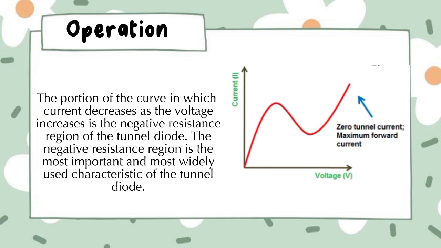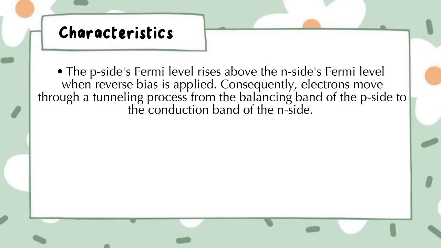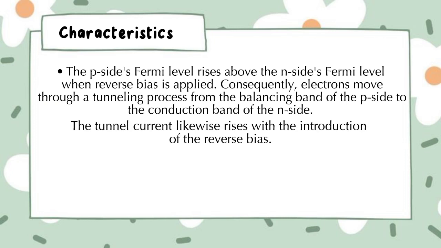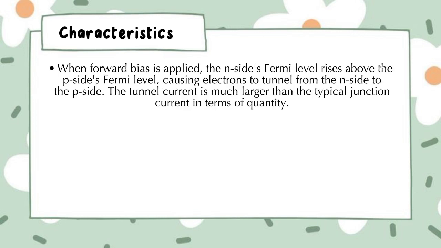The negative resistance region is the most important and most widely used characteristic of the tunnel diode. Characteristics: the p-side's Fermi level rises above the n-side's Fermi level when reverse bias is applied. Consequently, electrons move through a tunneling process from the valence band of the p-side to the conduction band of the n-side. The tunnel current likewise rises with the introduction of the reverse bias. When forward bias is applied, the n-side's Fermi level rises above the p-side's Fermi level, causing electrons to tunnel from the n-side to the p-side.